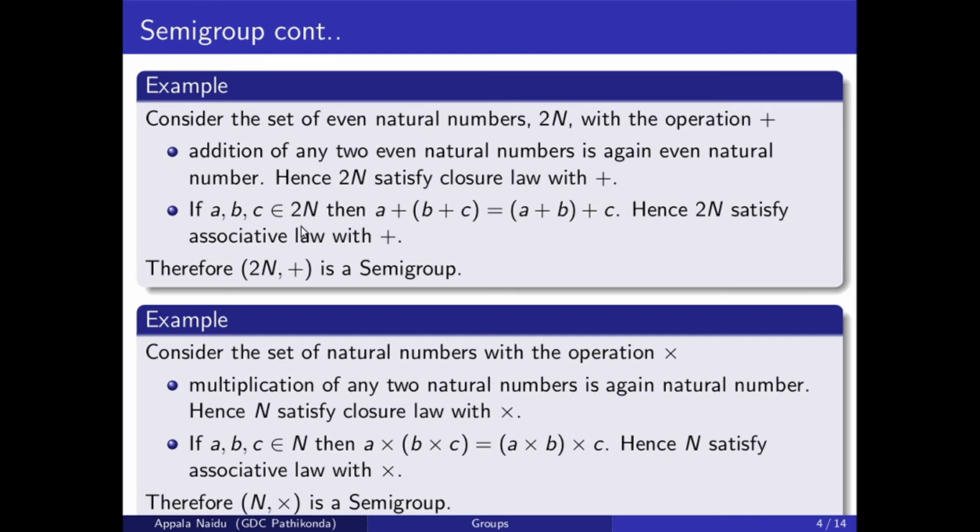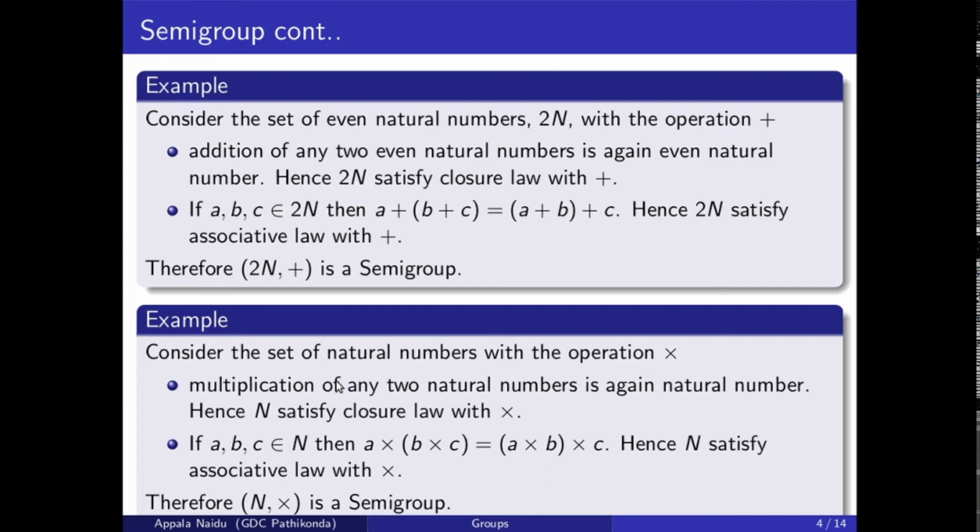Addition is associative again in this set. If you take two even numbers and add them, you will get an even number again. Adding that result to C will be the same as adding A and B and then adding that to C. Hence the set of even natural numbers with plus is a semigroup.